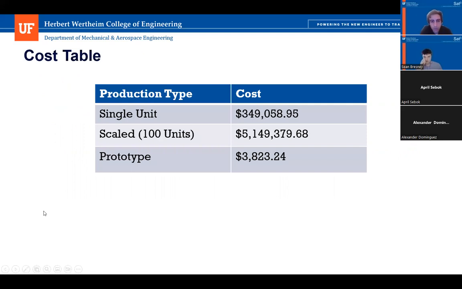Adding these values, the total cost for a single unit is $349,000. And for a scaled production run of 100 units, it's around $5.1 million. For the prototype, including some assembly, the total cost would be $3,800. Now you'll hear from Itan.